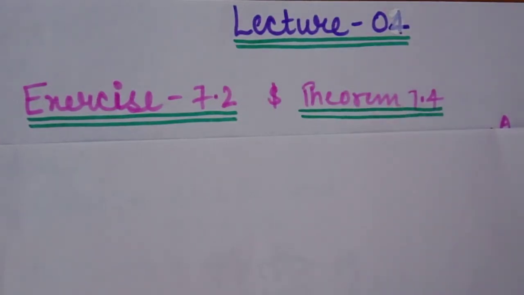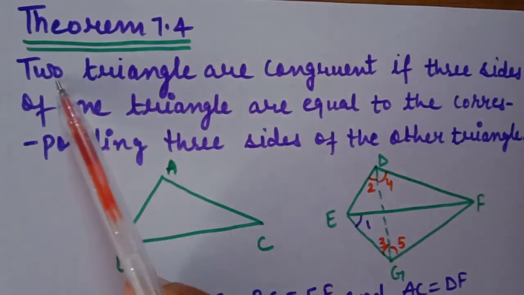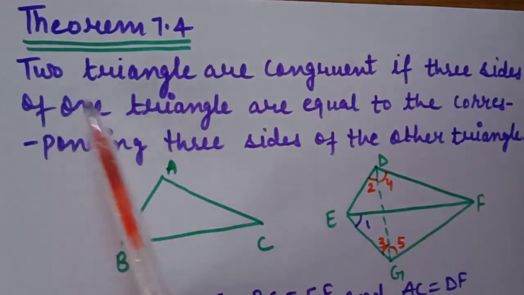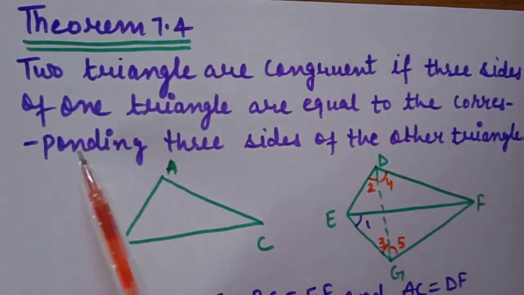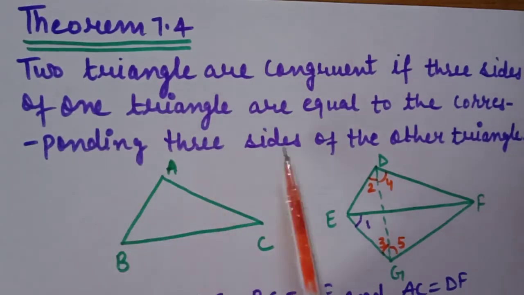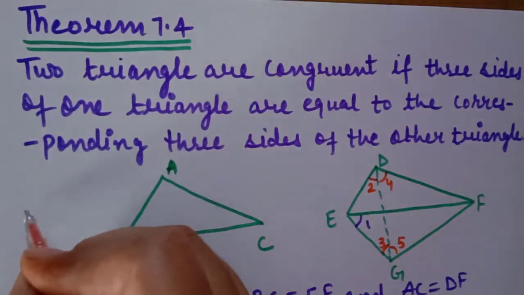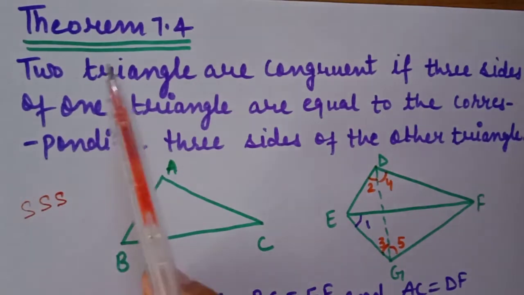theorem 7.4. Theorem 7.4 says two triangles are congruent if three sides of one triangle are equal to the corresponding three sides of the other triangle. It means it is very clear. It is the SSS congruence rule. So what is the statement?